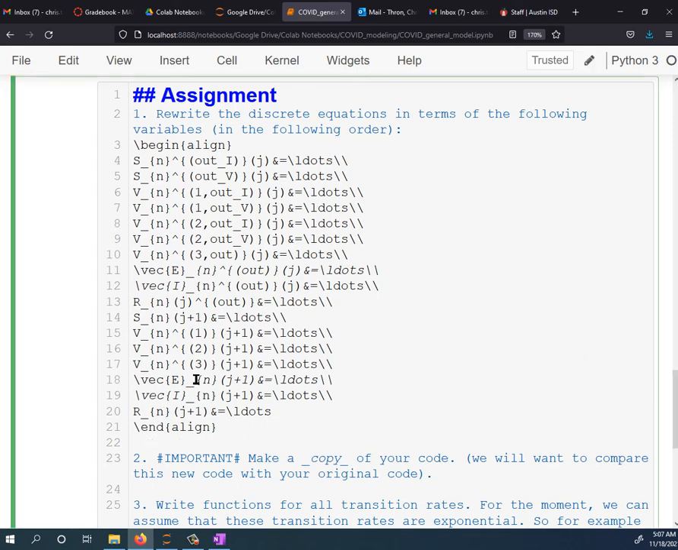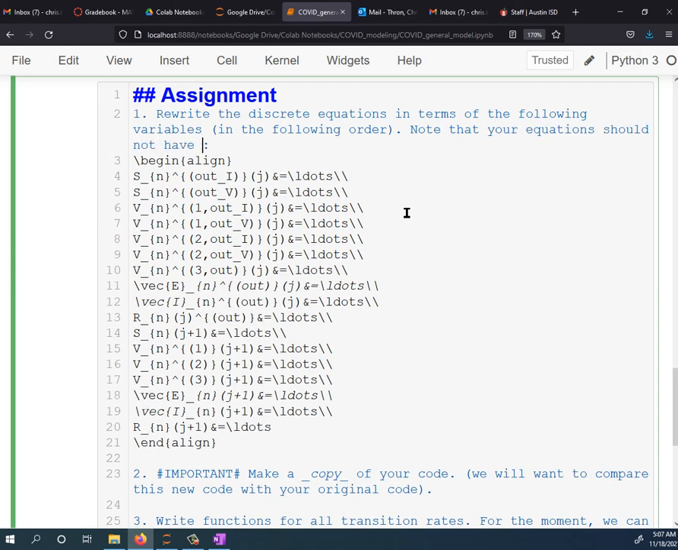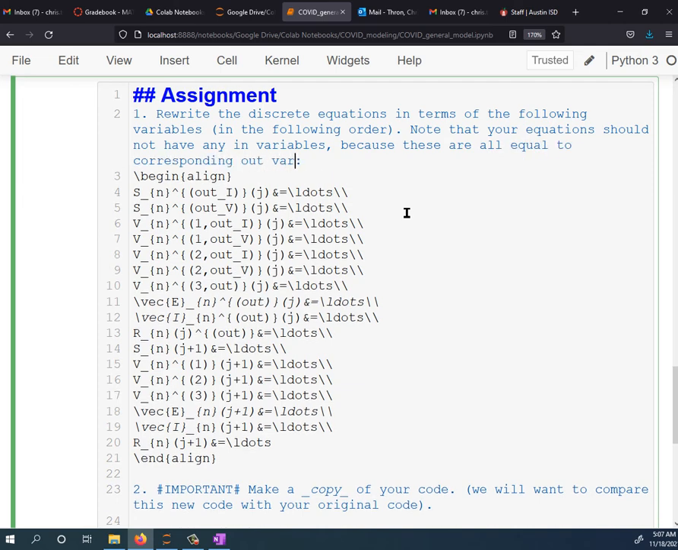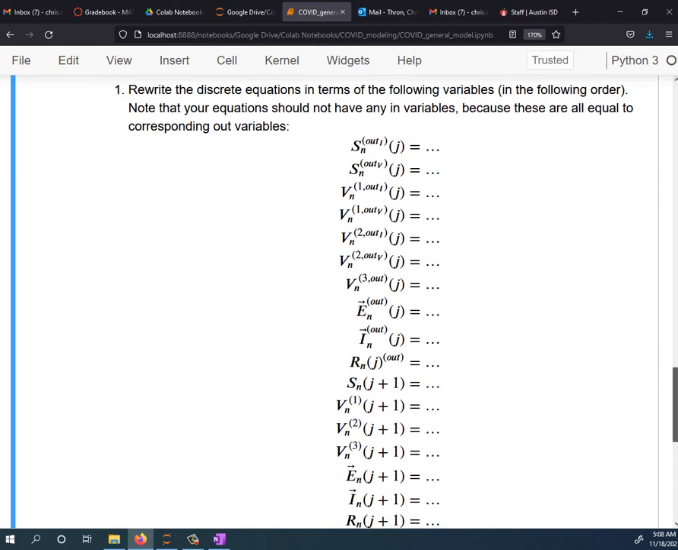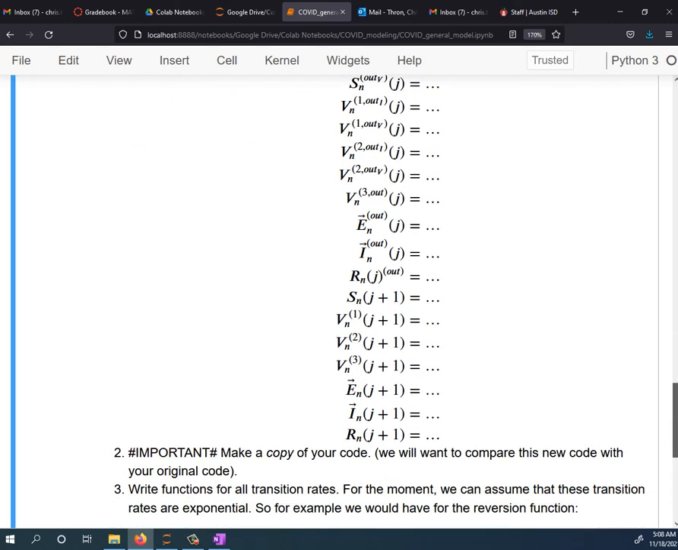I'll make a note here. I'll just say that's a note that your equations should not have any invariables, because these are all equal to corresponding out variables. So you don't need any invariables in your equations because you can replace it with an out variable. All right, so rewrite your equations like this. Do it in LaTeX. You can put it in a markdown.